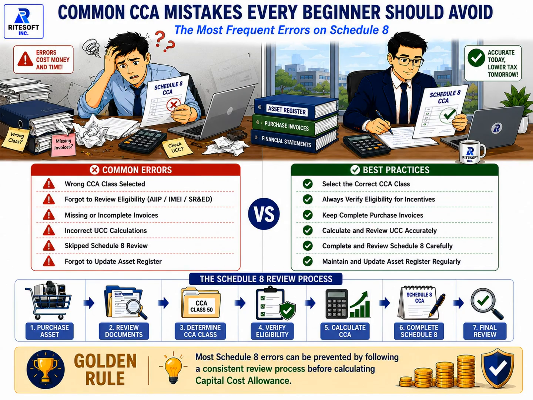One of the best ways to prepare an accurate Schedule 8 is not by memorizing every tax rule, but by avoiding the most common mistakes that beginners make. Most errors occur because one or more important review steps are skipped before calculating capital cost allowance. Let's look at the most common mistakes.